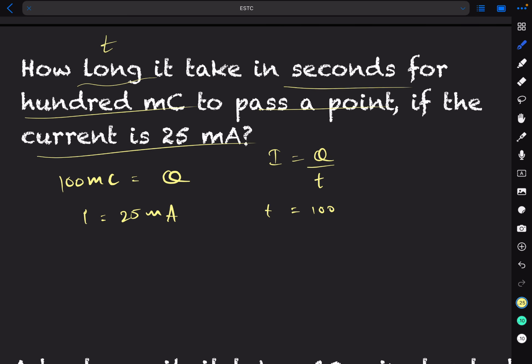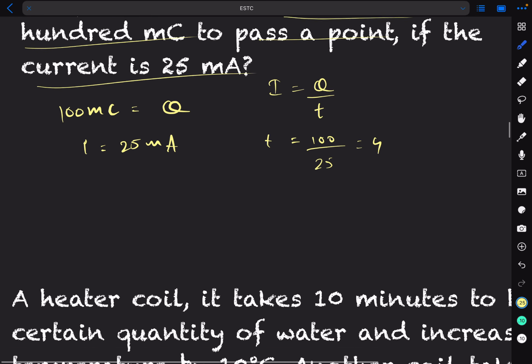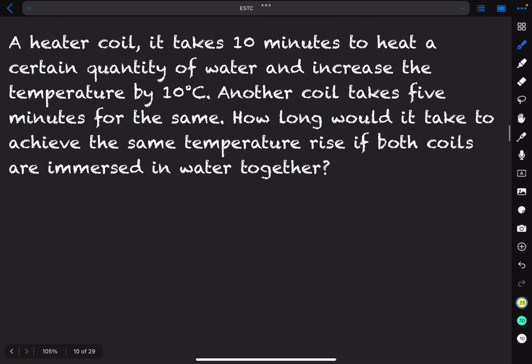Okay, so it's 100 by, no way. They're asking us the time, so 100 by 25 is 4. Alright, now let's move on to the next question.